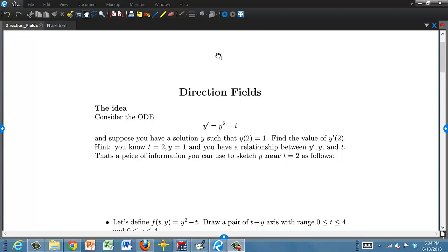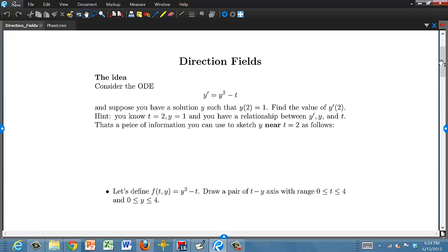Today we're going to talk about direction fields and phase lines. The idea behind both of these is to get some idea of how a solution to an ODE behaves without actually having to find an expression for the solution to an ODE. So remember that the solution to an ODE is a function, right?